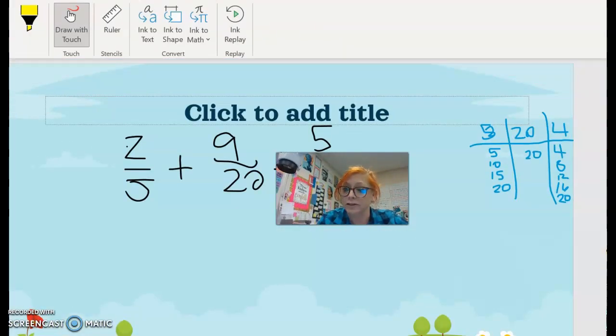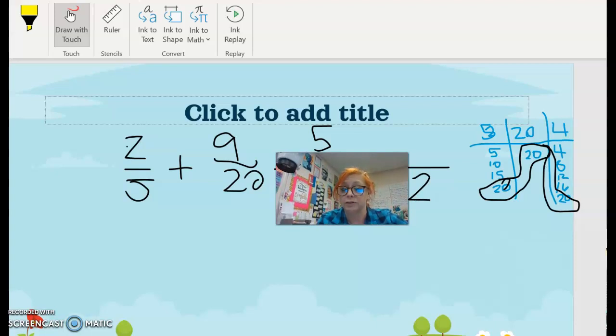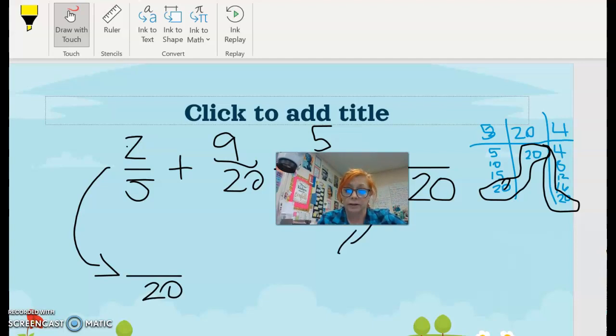It's 20 because all 3 of these have 20, and then this one too. So all 3 are 20. So whatever our answer is going to be equal to 20, which means this one and this one need to be made into equivalent fractions that equal 20.